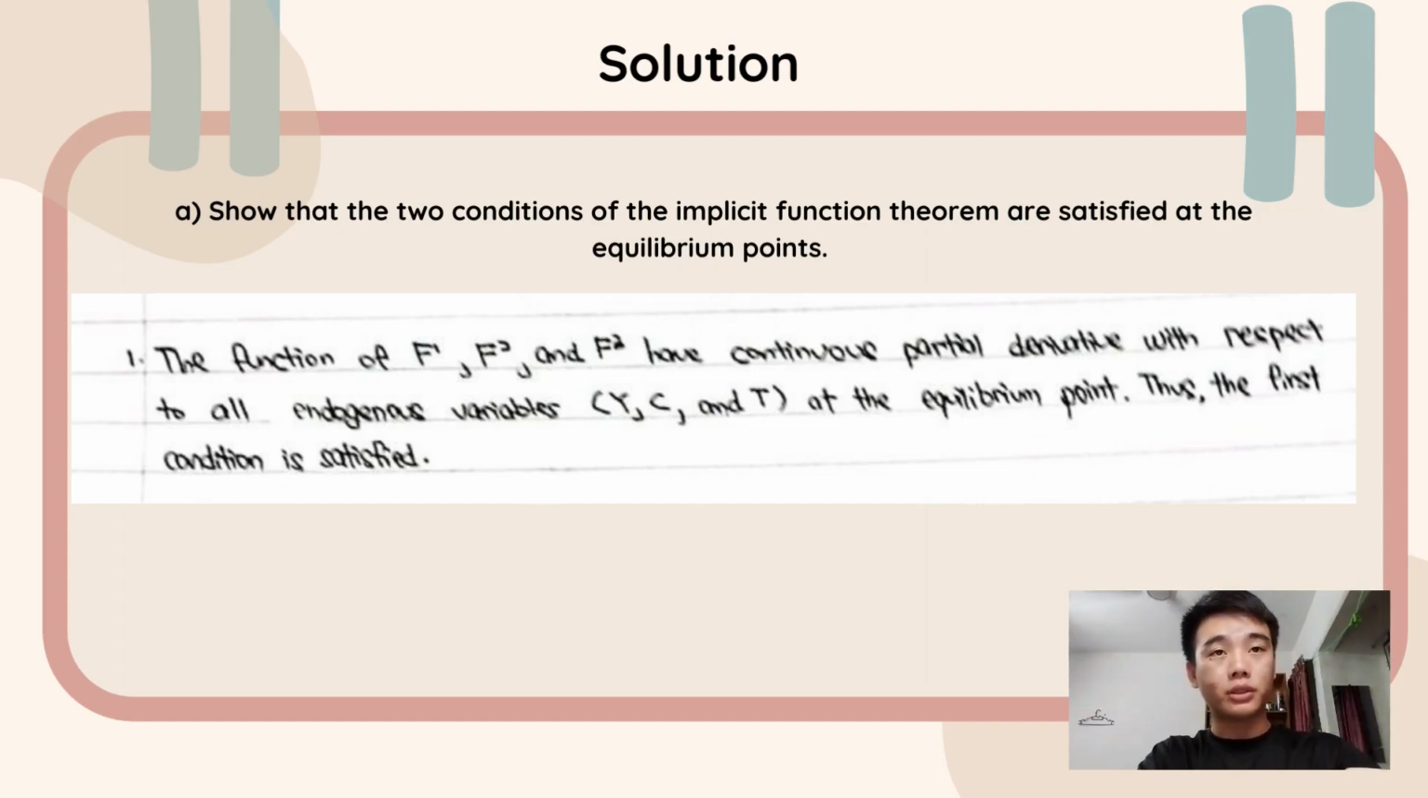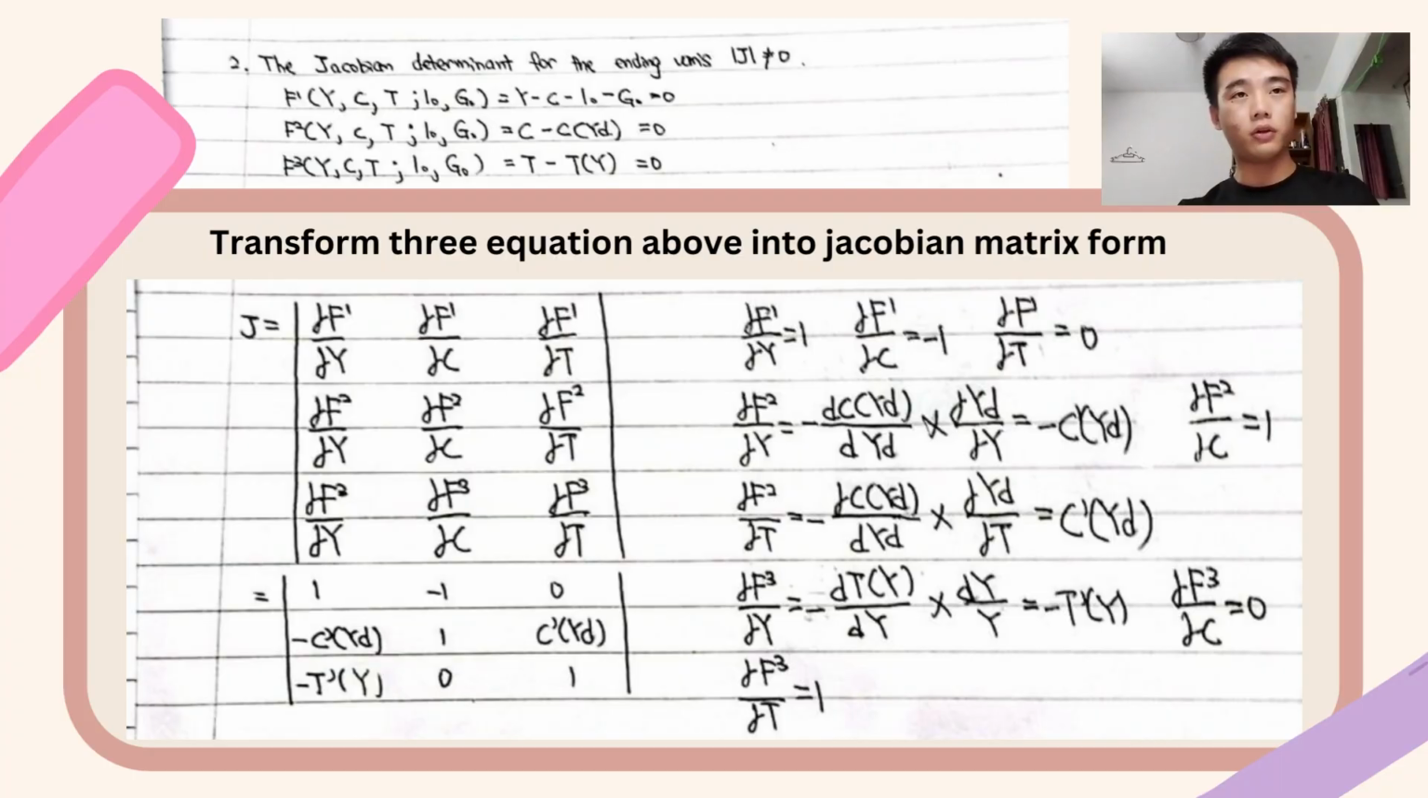Okay, now we go into question A. Show that the two conditions of the implicit function theorem are satisfied at the equilibrium point. So for the first condition, the functions f1, f2, and f3 have continuous partial derivatives with respect to all exogenous variables, which are y, c, and t, at the equilibrium point. So thus the first condition is satisfied. For the second condition, we will use the Jacobian to prove it is satisfied. If the Jacobian determinant is not equal to 0, it means the condition is satisfied.